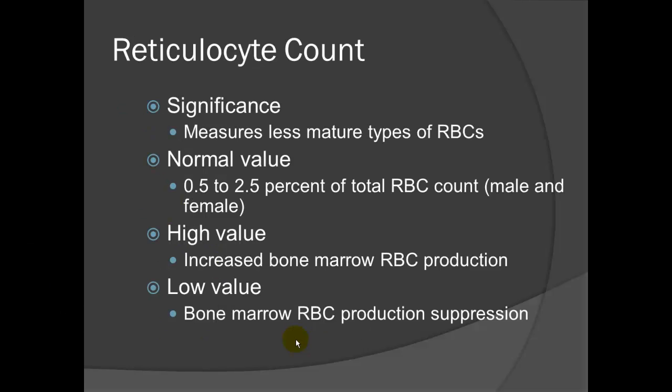Reticulocyte count. Significance of this is it measures less mature types of red blood cells, and this is before they're totally mature as an RBC. They're considered a reticulocyte. Normal value 0.5 to 2.5% of the total RBC count, male and female. High value means increased bone marrow or red blood cell production. A low value would say bone marrow red blood cell production is suppressed.